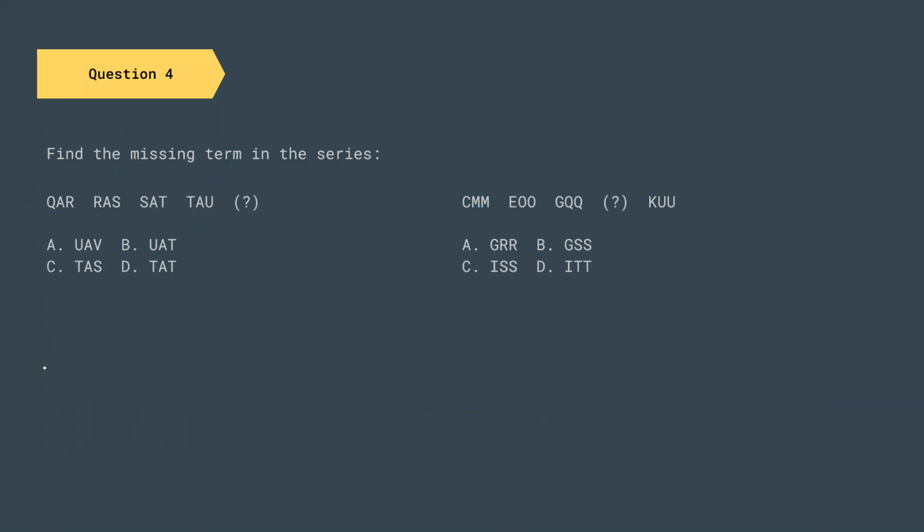So let us first write out the series that we have. We have QAR. Then the second word is RAS. Then the third word is SAT. The fourth word is TAU, and we have to find out the fifth word. As we can see, all the words and all the options are three-letter words, so the missing term will also be three letters. So I'm giving three blanks to show that we require three letters.